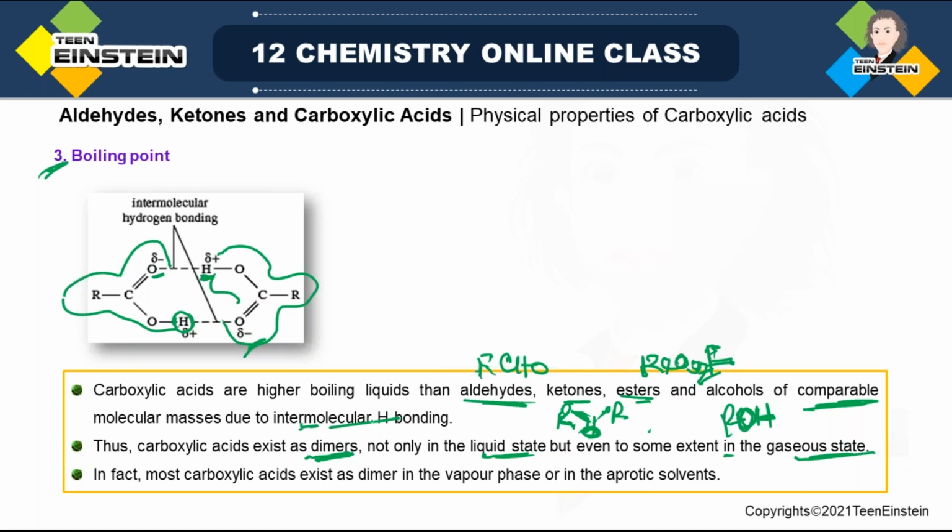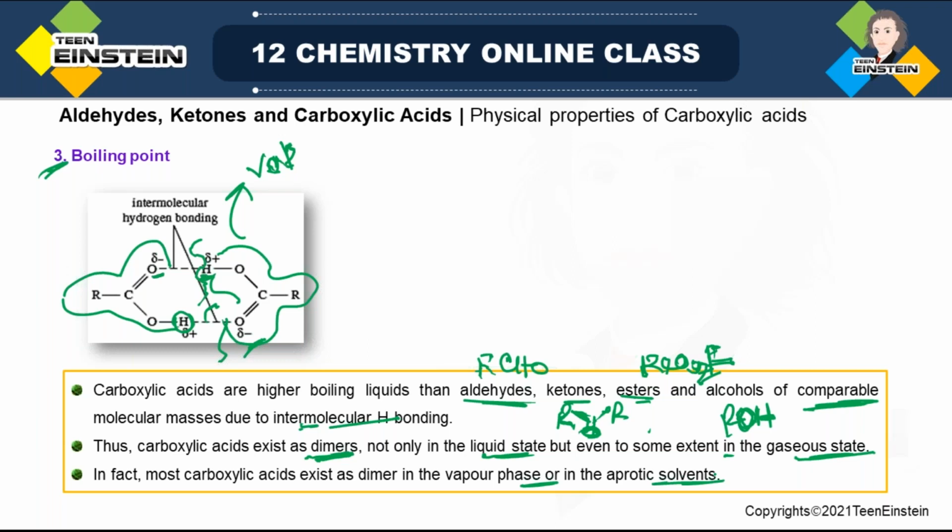So when you are converting it from liquid state to vapor state, obviously now you have to break all these hydrogen bonds, which is a really difficult process because this is very strong. So that is the reason compared to other molecules, ketone, aldehyde, they will have higher boiling point. And most carboxylic acid exists as dimer in the vapor phase, and also it is possible in the aprotic solvent.